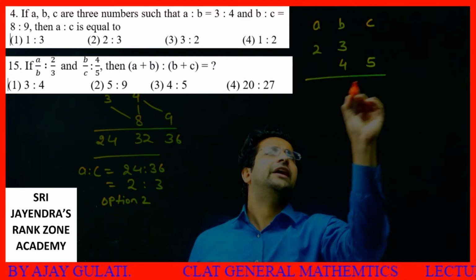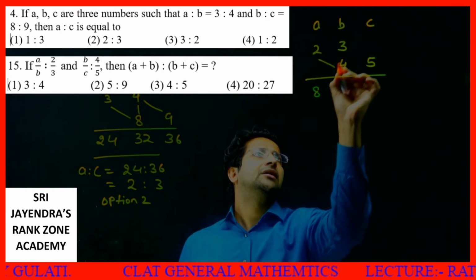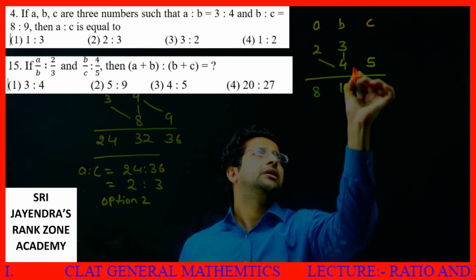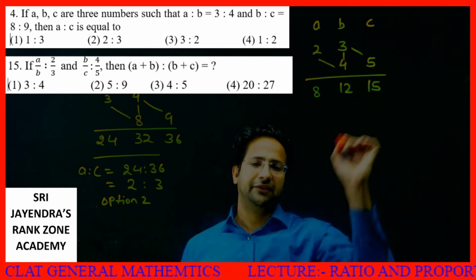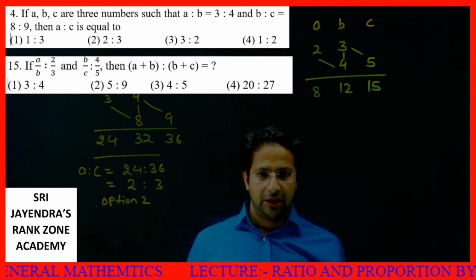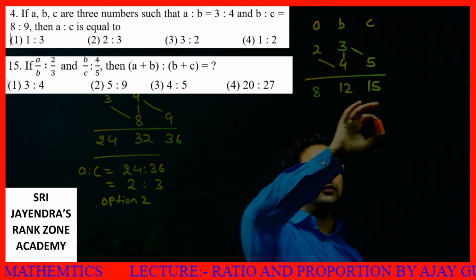First of all, let's find A, B, C. This is A, this is B, and this is C. Does it make sense? 8, 12, 15. A, B, C, these are the values. 8 is to 12 is to 15.